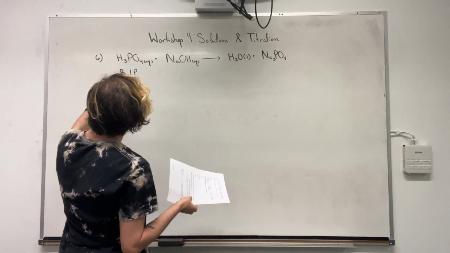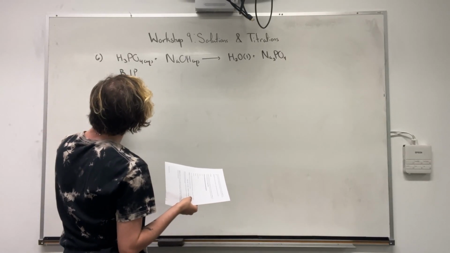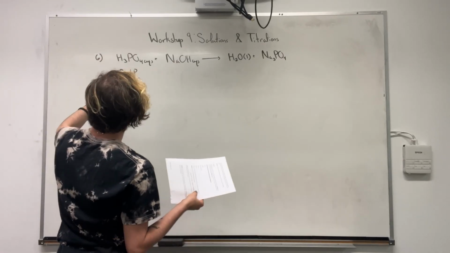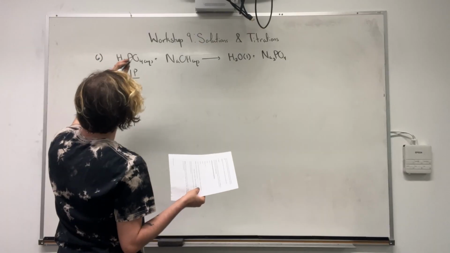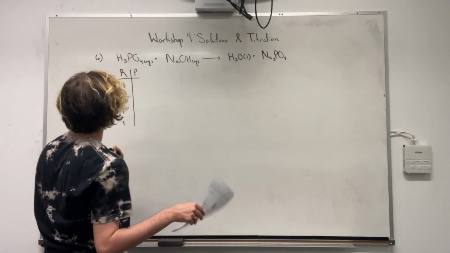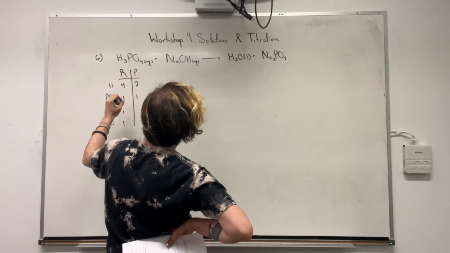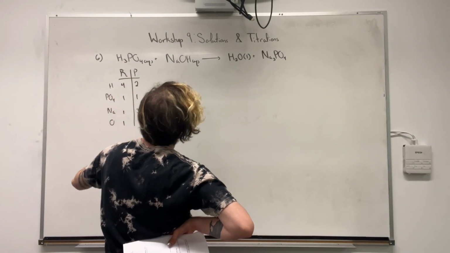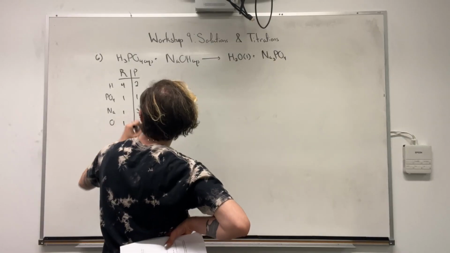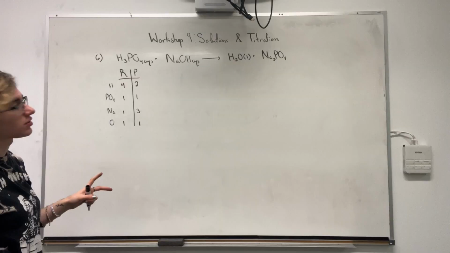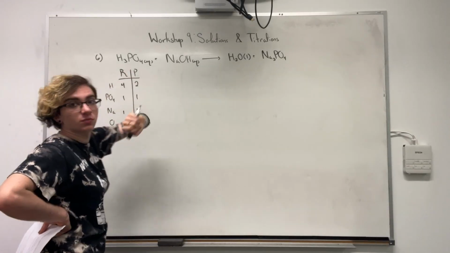We have 4, because 1, 2, 3, and then 4 from the hydroxide. 4, 1, 1, and 1. And now we have 2, 1, 3, and 1. Doesn't really matter where we start balancing. Hydrogen is going to be a little harder to balance since we have hydrogen split across multiple species.